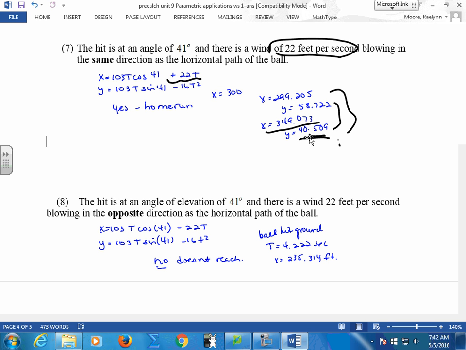This was a good one to see the effect of the wind speed, keeping it a little bit simpler. Are you guys okay with this?